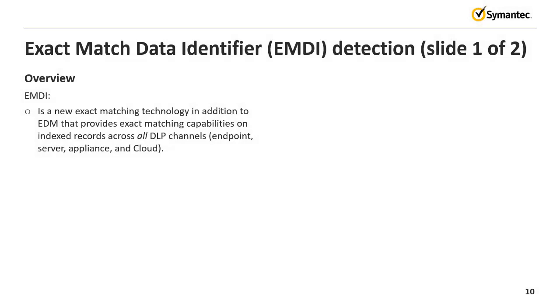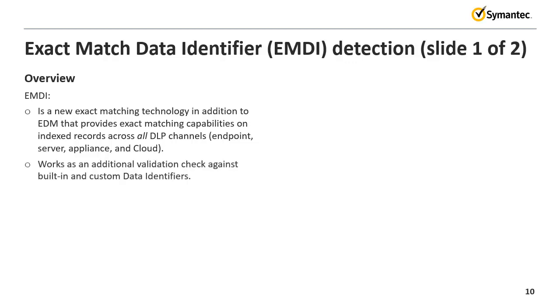The new Exact Match Data Identifier feature, or EMDI, is a new exact matching technology in addition to exact data matching, or EDM, that provides exact matching capabilities on indexed records across all DLP channels: endpoint, server, appliance, and cloud.